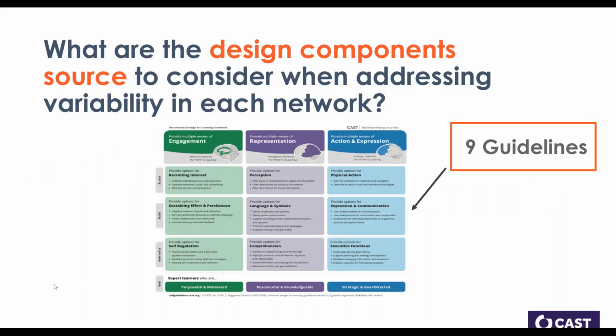What are the design component sources to consider when addressing variability in each network? And these we have 9 guidelines for, which is that center part right there. And so we look at, again, language, symbols, expression of communication. One of the things that's important is you look, there are links in here. You look this way, so you can look both diagonally but also horizontally. And we'll dive into that just a bit more here.